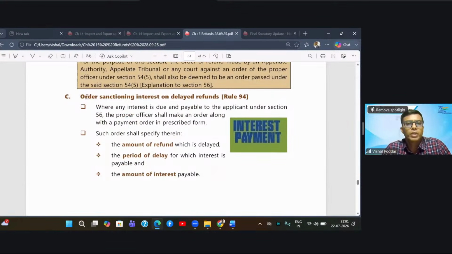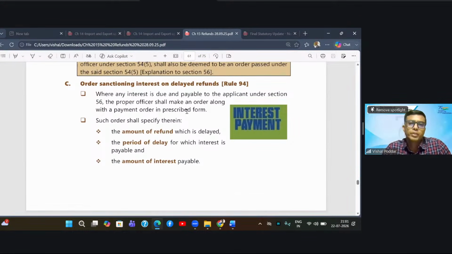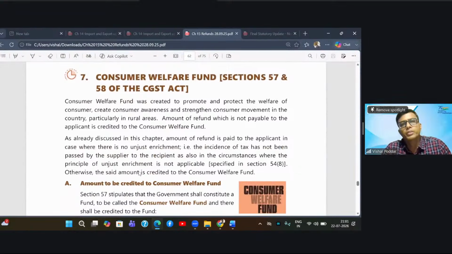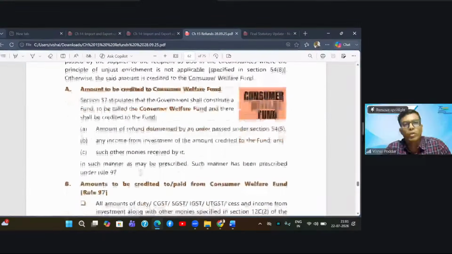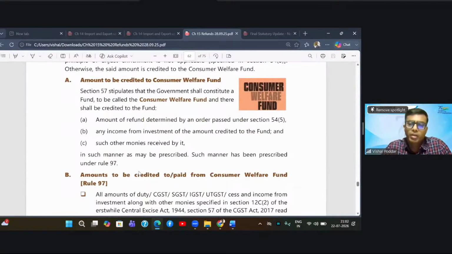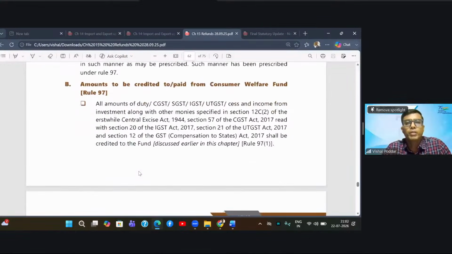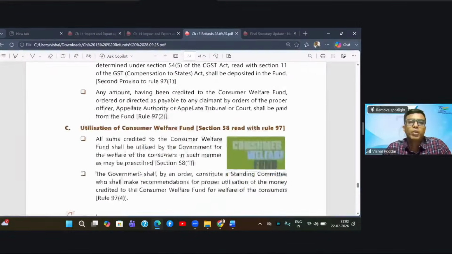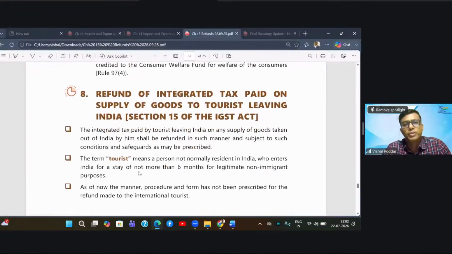Order sanctioning interest on delayed refund. So as per Rule 94, when any interest is due and payable to the applicant under 54, the officer shall make an order along with a payment order in the prescribed form. Such order shall specify the amount of refund, period of delay, and the amount of interest. And then students, the last point is consumer welfare fund. So we all earlier saw that wherever the tax is not refundable to you, it will be credited to the consumer welfare fund. And then the amount which is credited or paid to the consumer welfare fund, all this amount will be utilized for the benefit of the consumer education and protection.